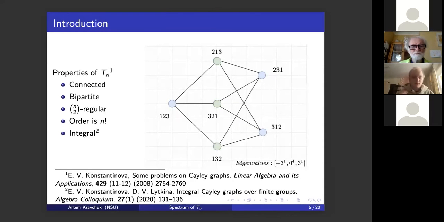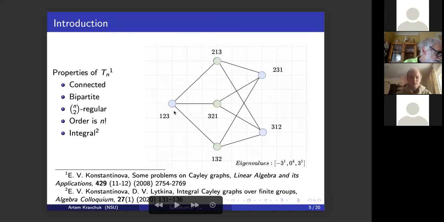And here you can see some properties of the transposition network graph. It's a connected graph because we can get from one element of the group to any other element of the group by multiplying it by a finite number of transpositions. This graph is bipartite because multiplication by a transposition changes the parity. It's n choose 2 regular because the cardinality of the generating set of transpositions is n choose 2, and the order of this graph is n factorial because we have n factorial permutations. And this graph is integral. It means that its spectrum consists of integers.